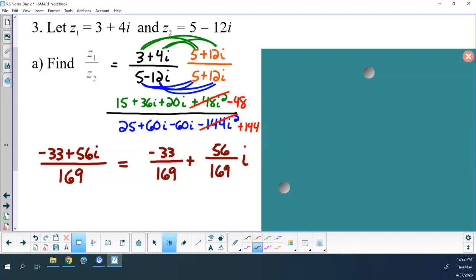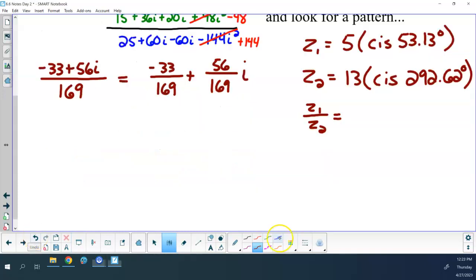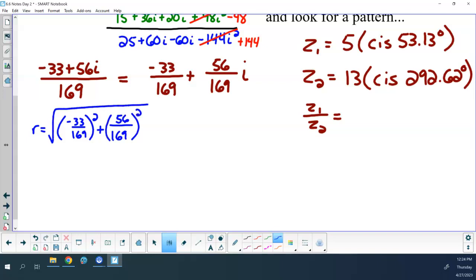Now you're going to be mad at me. What do you think I want you to do with that one? Put it in trig form. Make it happen. Put it in trig form. That's where I would start.